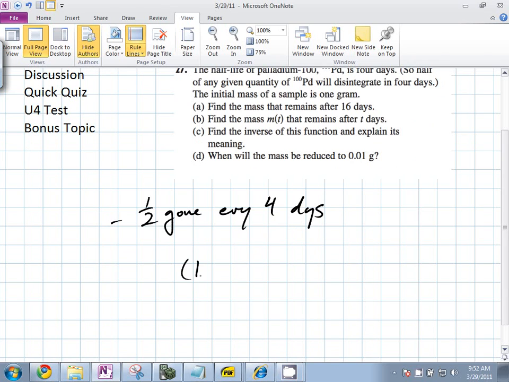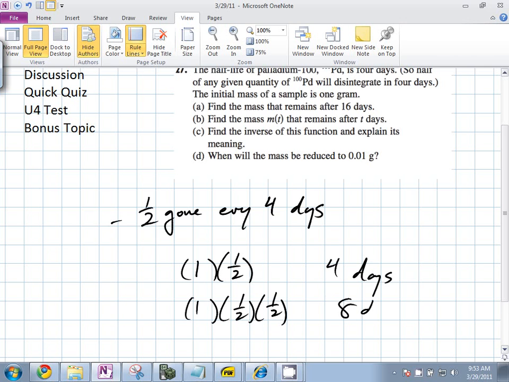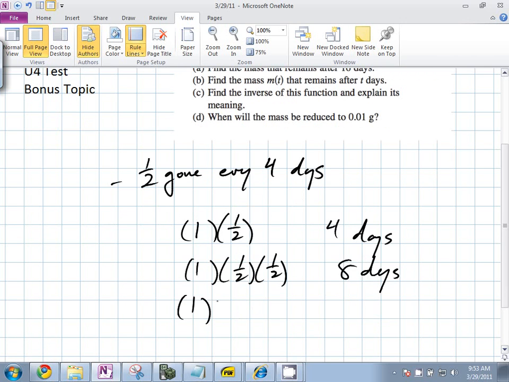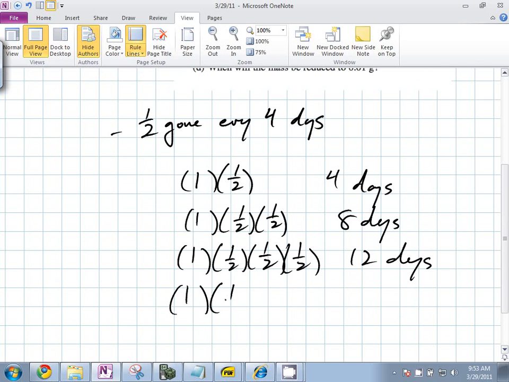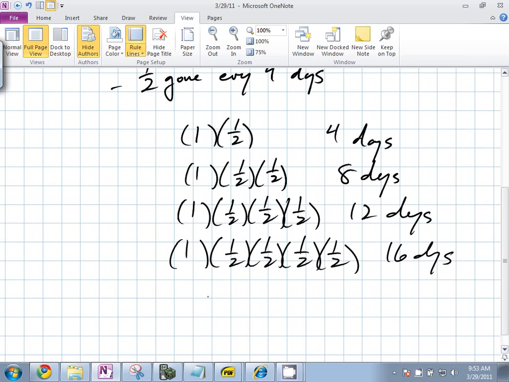So you start with 1 gram. And after 4 days, that's how much is left, right? 1 gram times 1/2 times 1/2 is how much is left after 8 days. 1 gram, 1/2, 1/2 after 12 days. And then 1 times 1/2 times 1/2 times 1/2 after how many days? So you could do A just by straight out multiplying it out if you wanted to. So what's that going to be? So 16 days. So how much do you have left here?